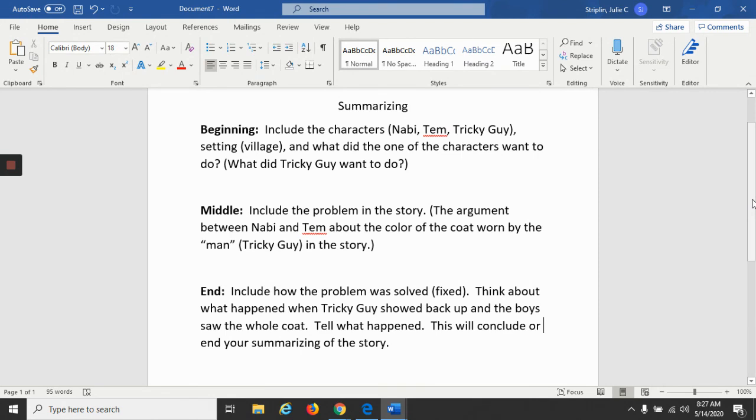And then when you do that, you will have concluded your retell or summarization of the story. And this will end what you have to tell.